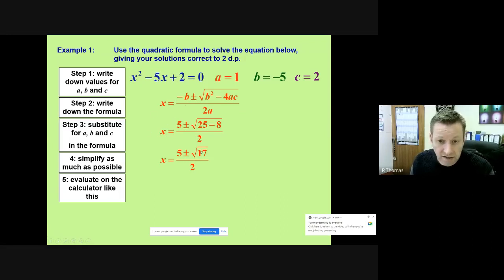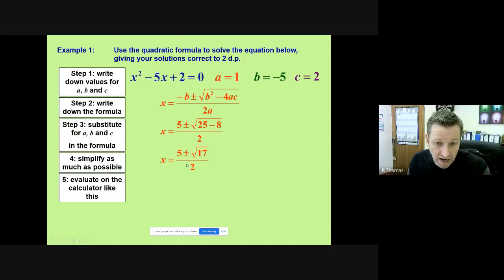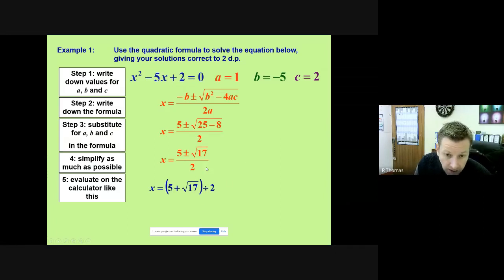Chuck it all in, simplify it in your head as much as you can until you get to this point here. Now you're going to start pressing bits of plastic. And I recommend you do it like this. Use brackets, right? Put that top line in brackets. So do brackets 5 plus root 17 brackets, and then divide by 2. And then do the same again, but instead of the add, you put in the subtract. Brackets 5 minus root 17 brackets divided by 2.